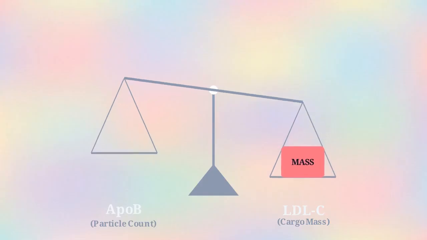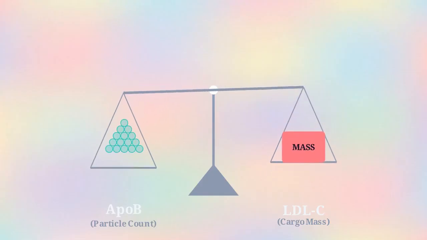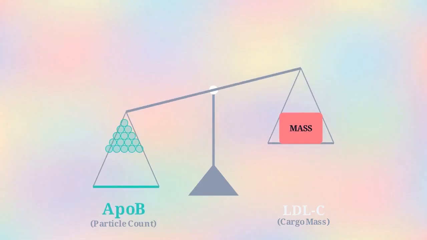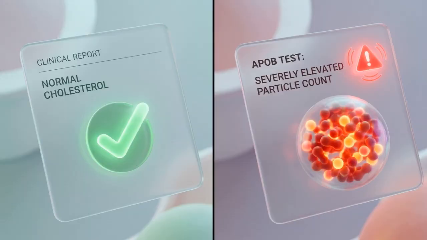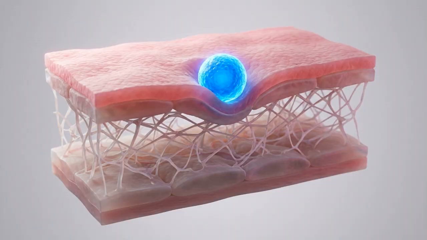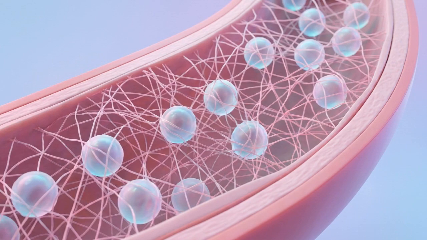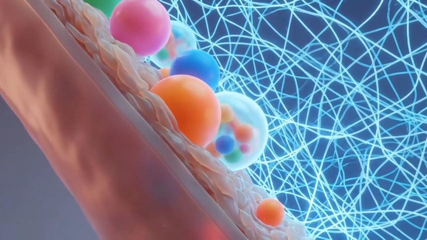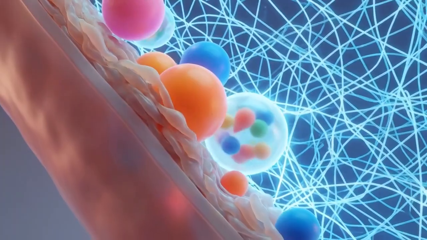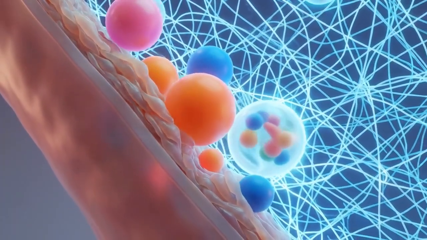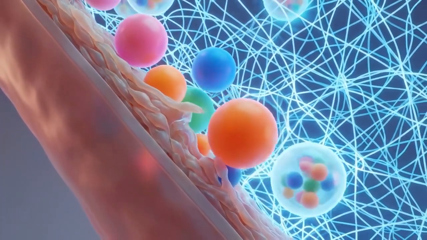Prioritizing particle count over cargo mass aligns the measurement with the biological driver of the disease. It identifies at-risk individuals that standard cholesterol estimates often miss. Atherosclerosis begins the moment these apoB particles cross the endothelial barrier and become trapped inside the wall, a process documented as the response to retention hypothesis. Plaque accumulation is a mass action process. Disease severity is driven by the absolute number of particles presented to the barrier and retained over time.